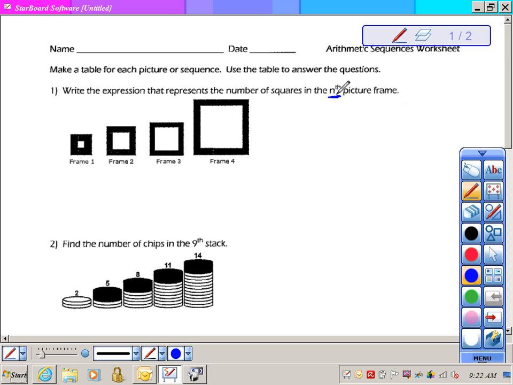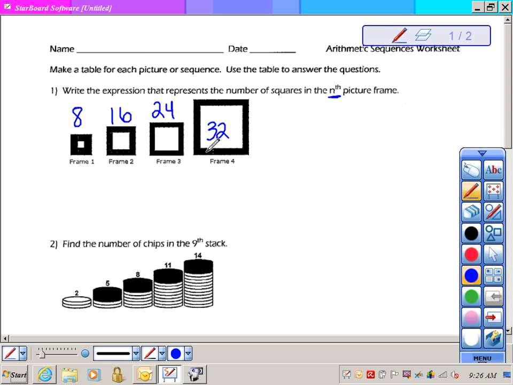All right? So first thing we have to do is count up how many squares are in these boxes. I know you can't read it here, but I want you to count up how many squares are in each frame and then write it above. So for frame 1, how many did I have? 8. Frame 2? 16. Frame 3? 24. And frame 4? 32. Very good.